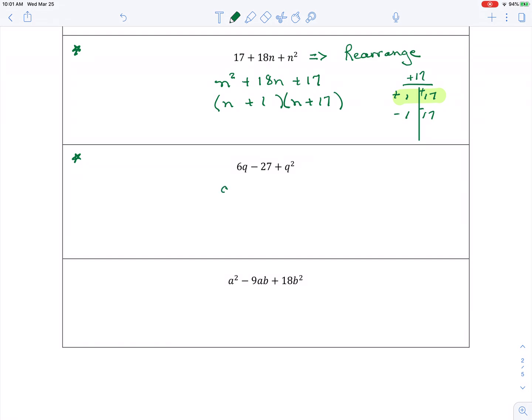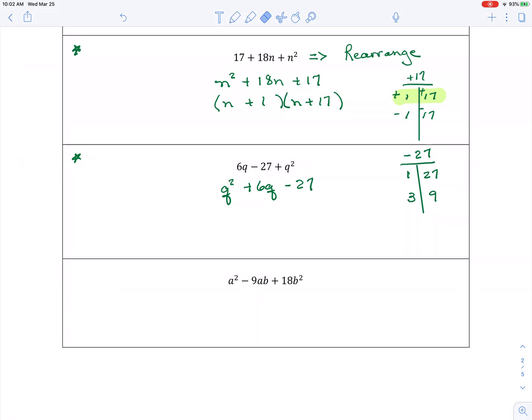Same thing here, you want to rearrange. Q squared first, 6q in the center, minus 27 on the end to get it in that ax squared plus bx plus c form. Put this negative 27 up at the top and start to think of all the numbers. 2 doesn't work, 3 times 9, 4 doesn't work, 5 doesn't work, 6 doesn't work, 7 doesn't work, 8 doesn't work, and then when you start to turn around and go back in reverse order, you know you've exhausted the list.